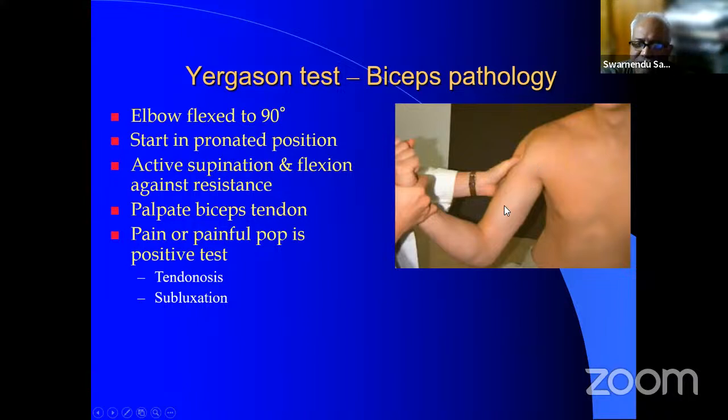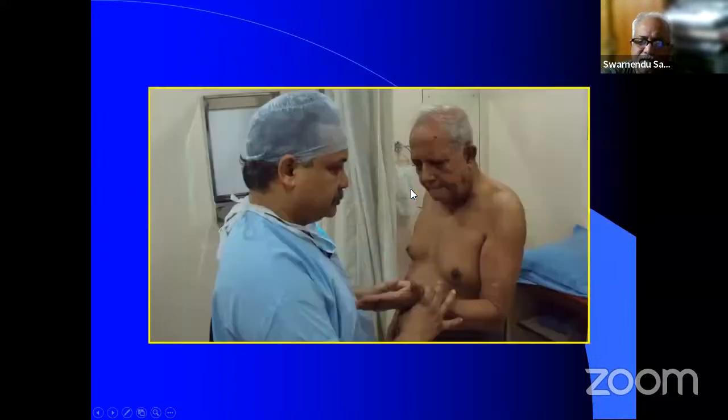So if you keep this forearm and the arm this way, and ask the patient to do the flexion and supination against resistance, then you can test the biceps. Also, your thumb should be on the bicipital groove, so that if there is any tenderness, the patient will tell you that this is causing pain over there. And also you can test whether he can actively flex and supinate against resistance this way.